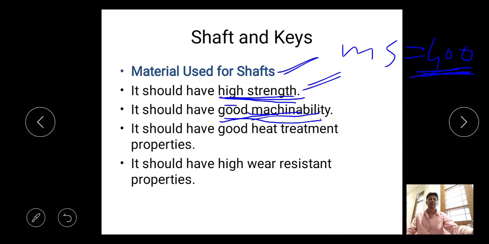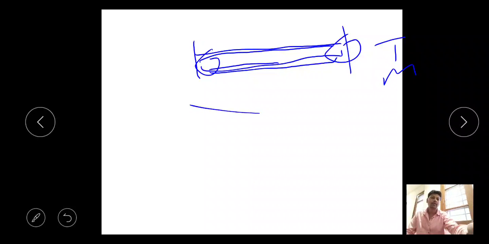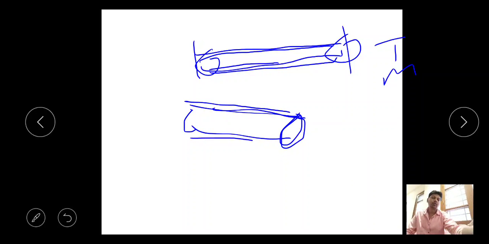It should also have good machinability. Machinability is nothing but the ability of a material to undergo machining operations. You can machine it and give it any shape and size. If you see the shaft, it has a circular area; if you view it in 3D, it will be like this. So it has a circular area, so it should have good machinability.